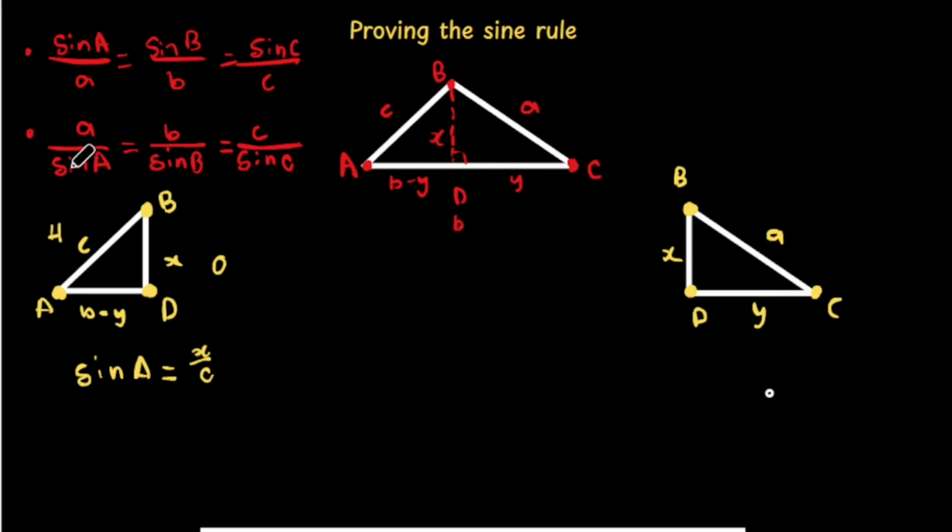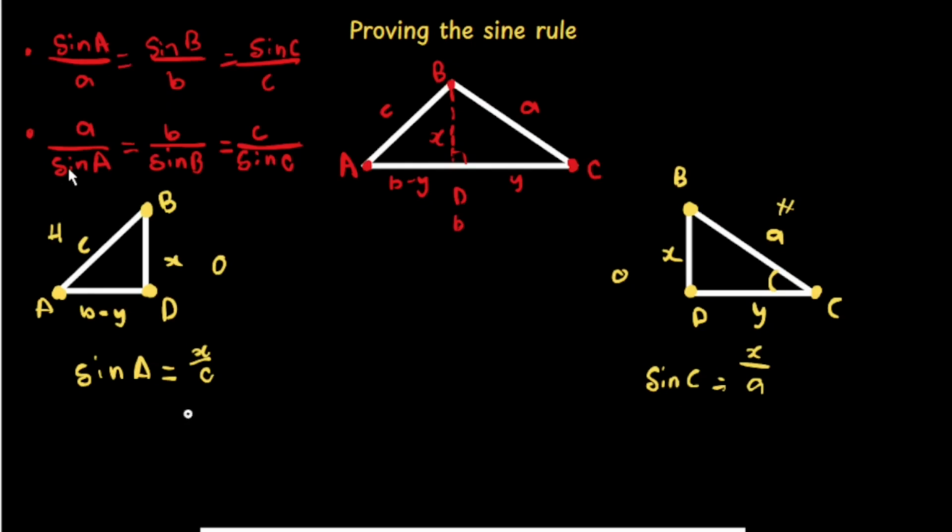Let's look at the right hand side triangle. If I'm going to do the exact same procedure, but now I'm looking at corner C, I'm going to apply sine to this corner, so that'll become sine C, and sine C is equal to opposite over hypotenuse, and that would be x over A.